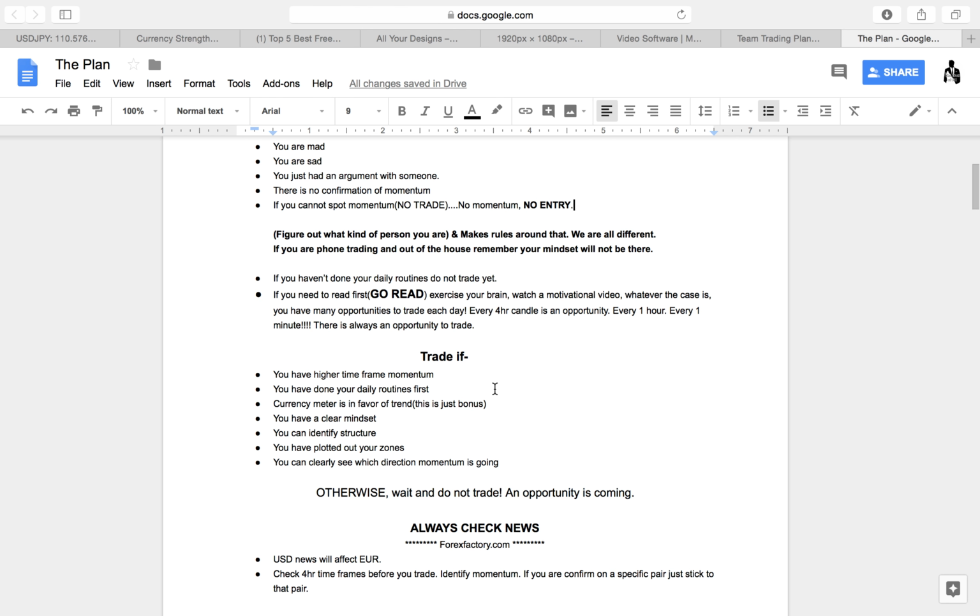Right? Trade if you have higher time frame momentum. You have done your daily routines first. Currency meters in favor of trend. This is just a bonus. This is not like an exact thing. Right? You have a clear mindset. You can identify structure. You have plotted out your zones. You can see which direction momentum is going.